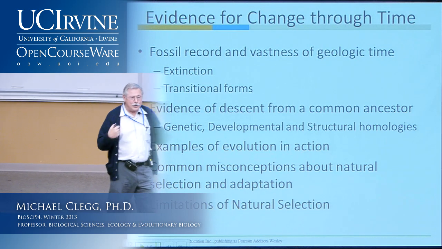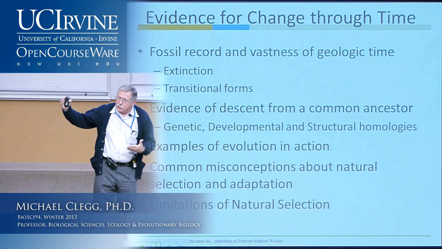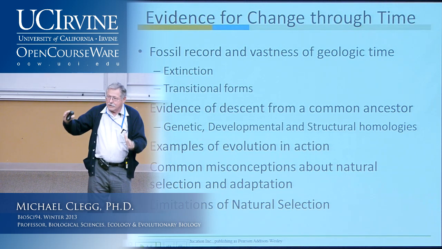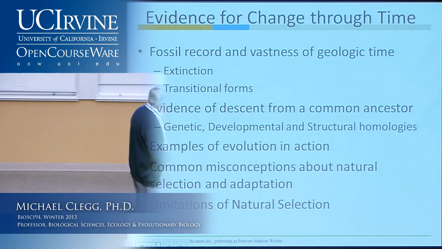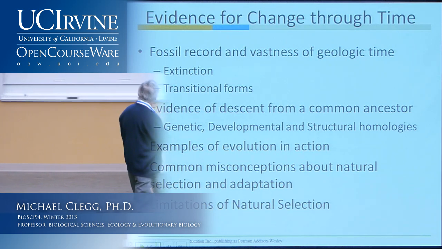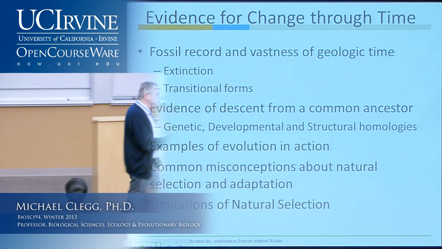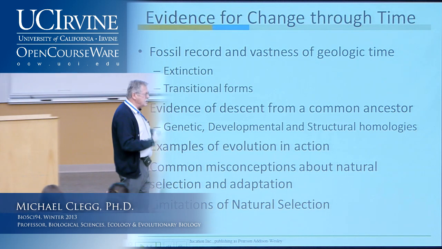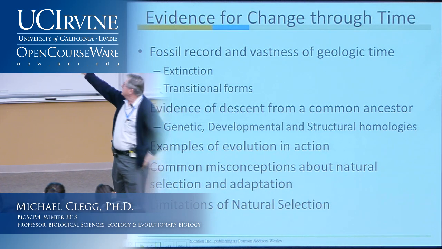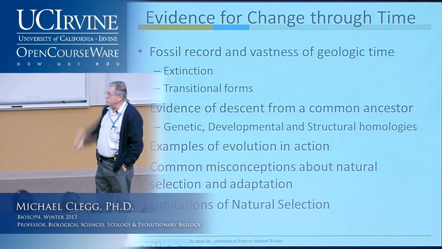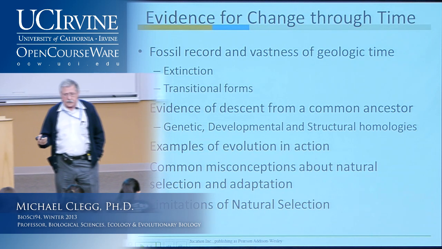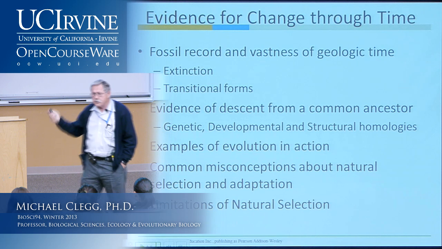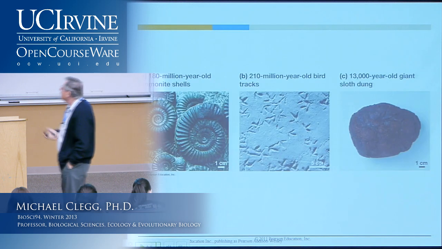It happens all the time because the reproductive excess is being selected as we speak. So we'll look at examples of evolution in action, and then we'll talk about some of the common misconceptions about natural selection and adaptation. And finally, we'll talk about some of the limits to natural selection. Okay? So that's the rest of today's lecture.